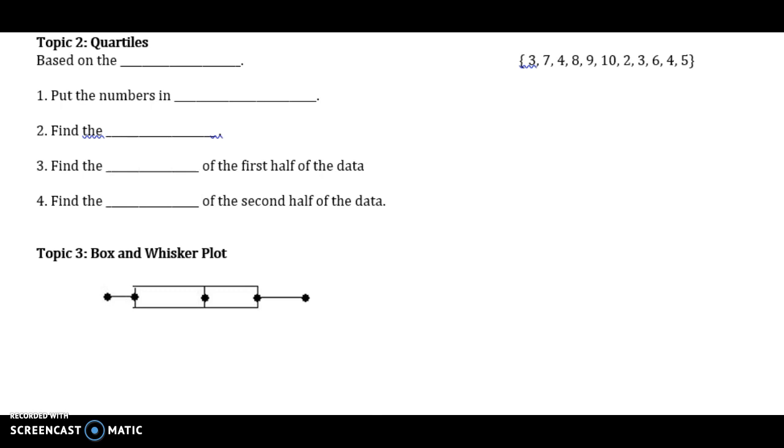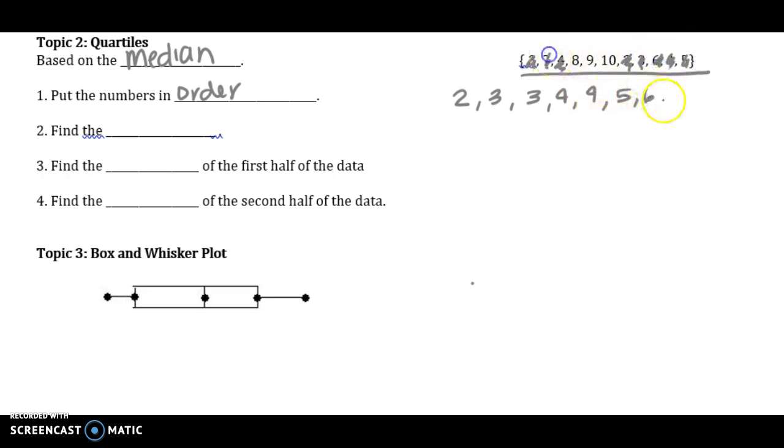I'm going to talk about quartiles. When you're dealing with quartiles, you're actually using the median, which is that middle number. So first, you're going to put the numbers in order. Here's our data set. They're the same numbers as the example above. So we can go ahead and put them in order. 2, then we have a 3, then another 3, then a 4, then another 4, 5, then a 6, then a 7, then an 8, then a 9, and finally a 10.